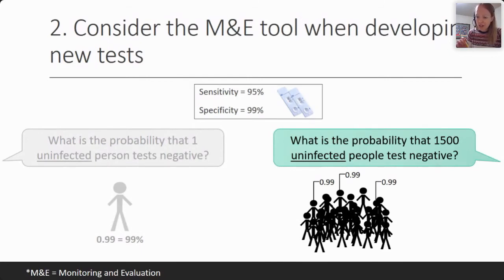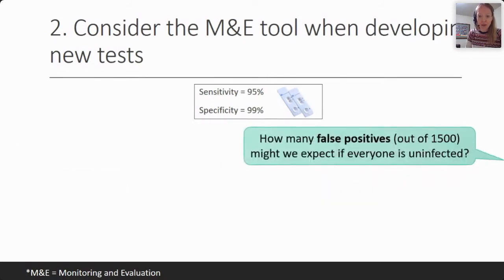While each uninfected person has a 99% chance of testing negative, the likelihood that all 1,500 people test negative is 0.99 to the 1,500th power, which is essentially 0. So even if the entire population were uninfected, with a test that has this accuracy, you wouldn't see 0. So how many false positives out of 1,500 would you expect?